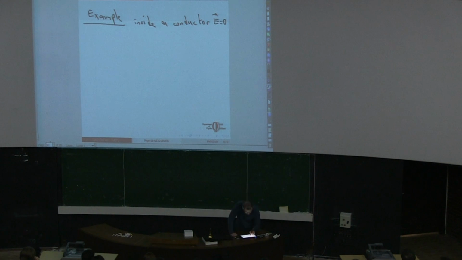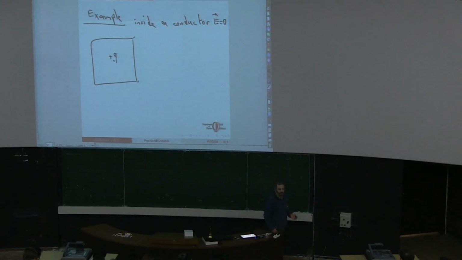Let's imagine that I have this conductor, and here I put some positive charge. Is it possible? Let's apply Gauss's law. I can just imagine any surface that encloses this charge, any surface, and let's calculate E dot dS on this surface. What is E dot dS on this surface?